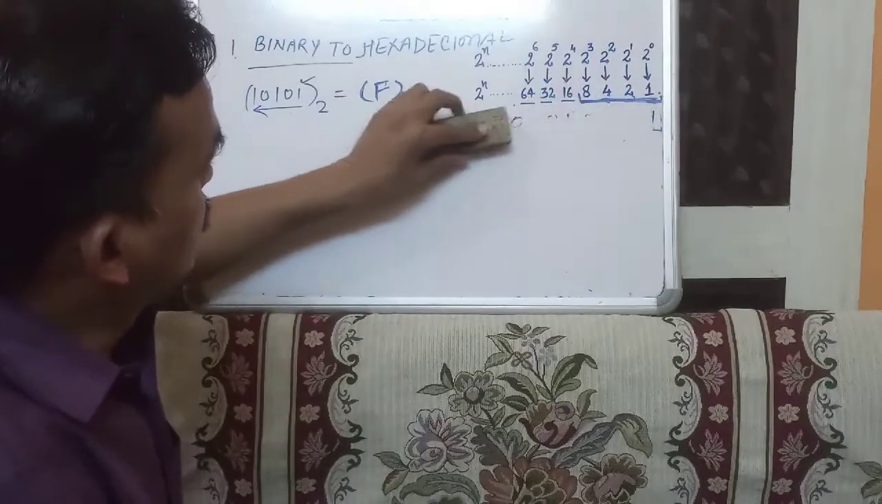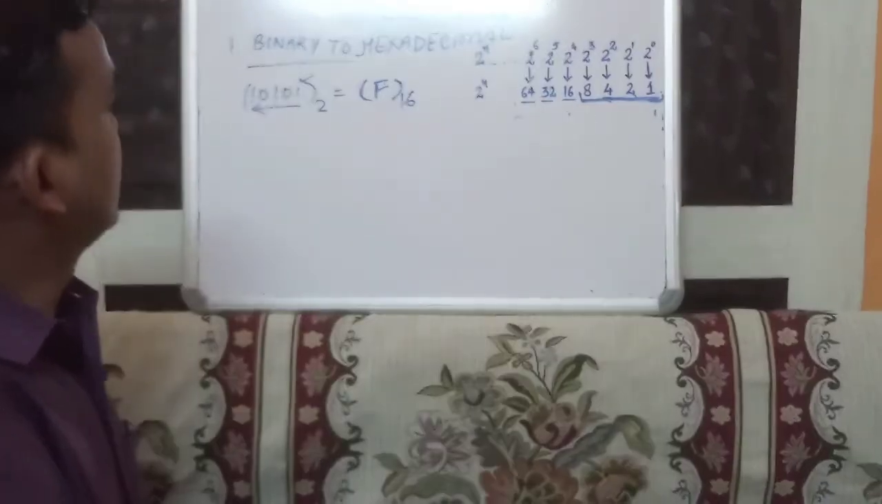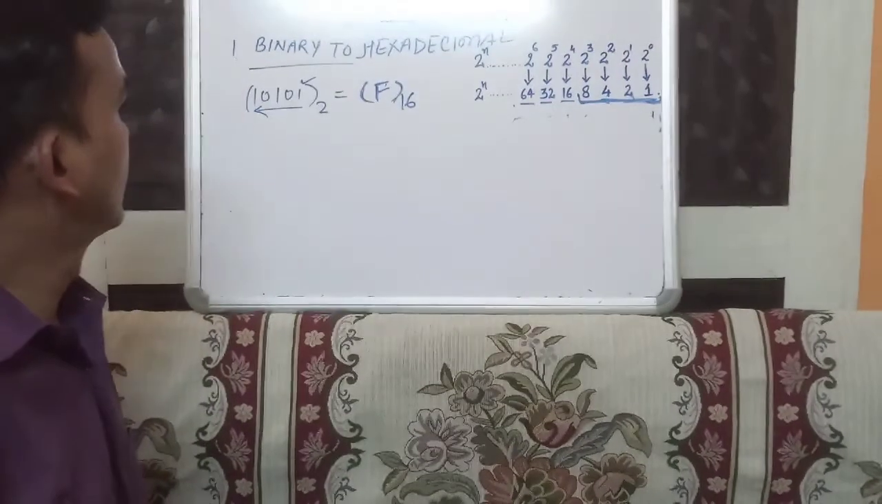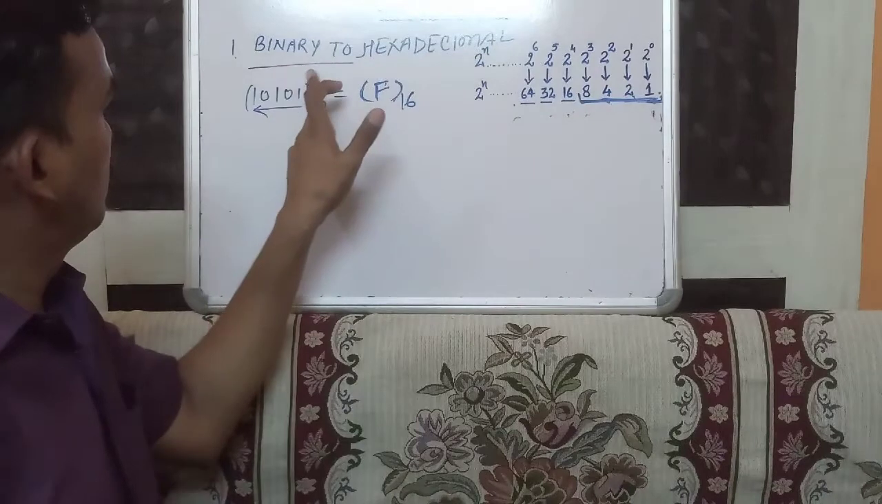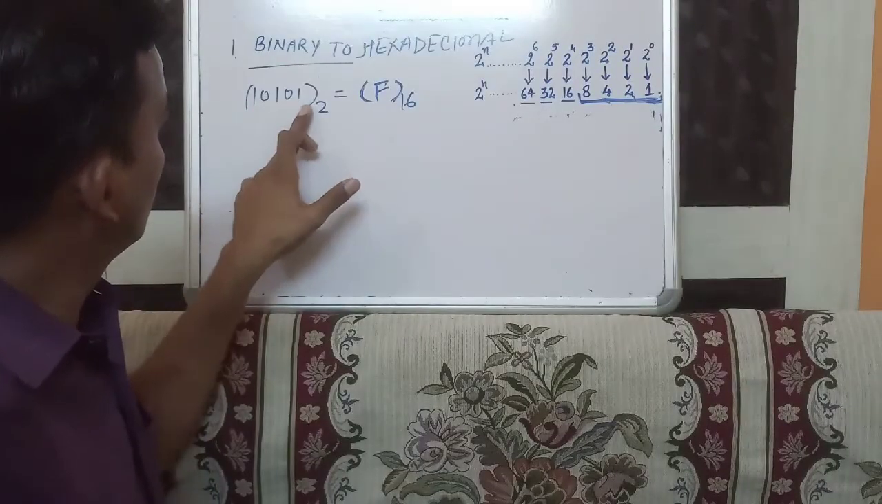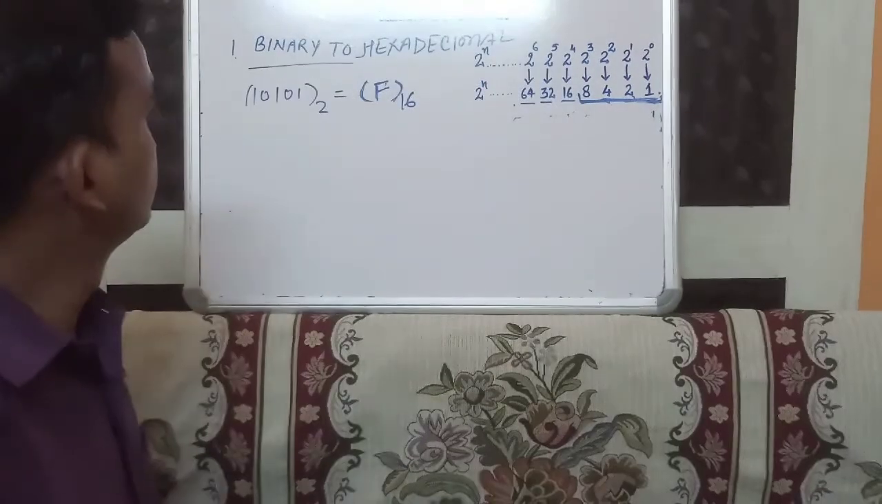So these are all the conversions of binary to decimal, binary to octal and binary to hexadecimal. You can also make some examples by taking any number.